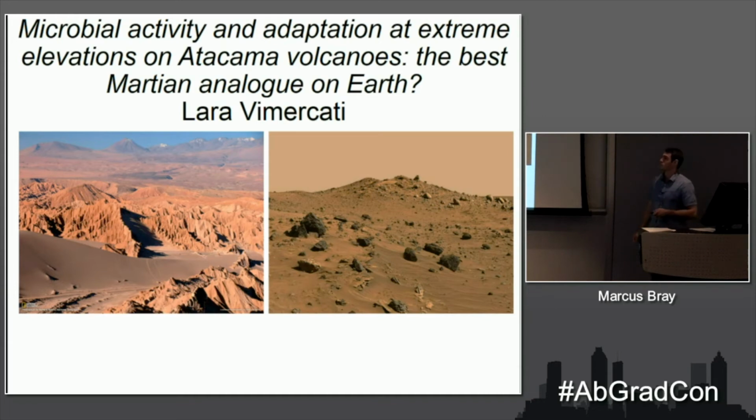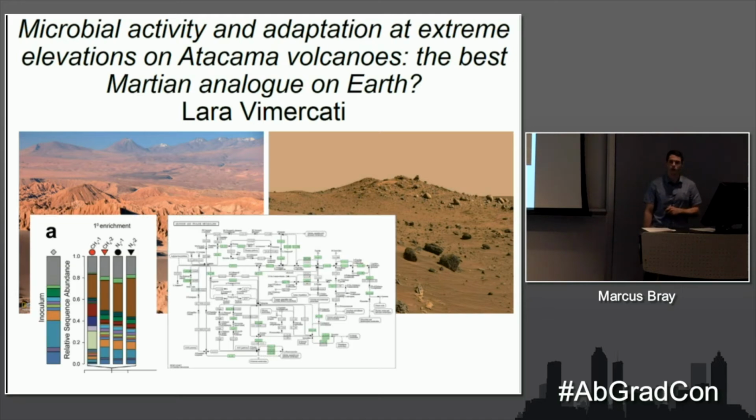So Lara's going to talk to us about analog environments, and she's going to talk about the Atacama Desert in the Andes. You can just see, basically, the picture. This is Earth and this is Mars, obviously, but very similar. And so what we do in these analog environments is we go in and look at who's there and what they're doing. So we first look at who's there, and then probably more importantly, how are they making their living there? How are they utilizing what's there to grow, to make necessary molecules and divide?